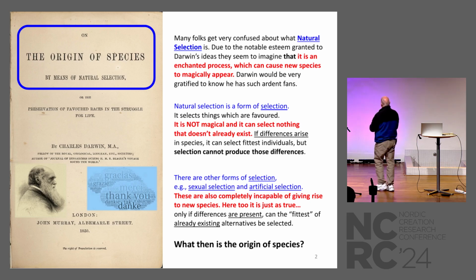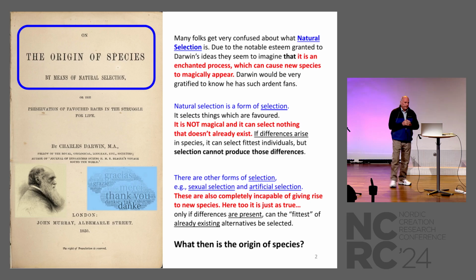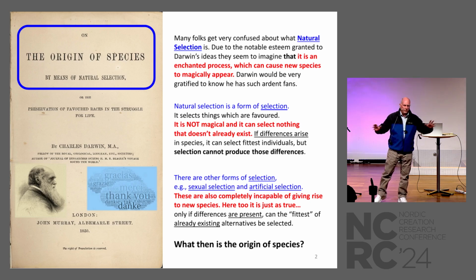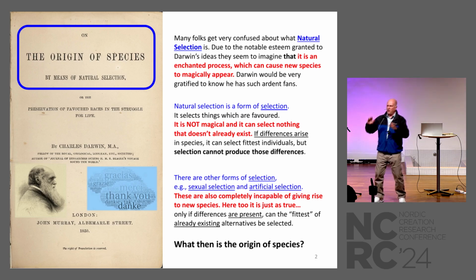Many folks get very confused about what natural selection is. Due to the notable esteem granted to Darwin's ideas, they seem to imagine it's an enchanted process, which can cause new species to magically appear. If you hear many nature documentaries, you'll hear the announcer going through and talking about this whale or that bird, and then suddenly say, and then it arose through natural selection. But this isn't right. Darwin would be, of course, gratified to know he has such ardent fans.